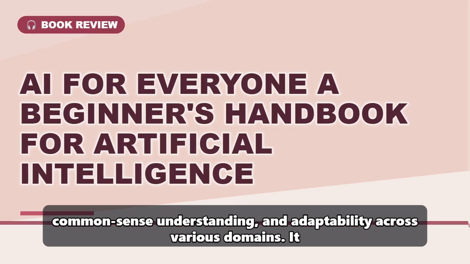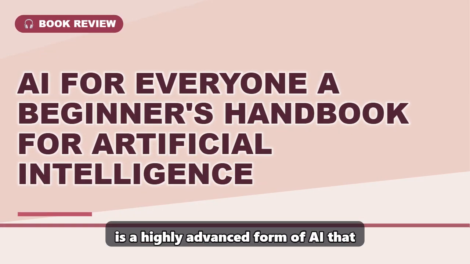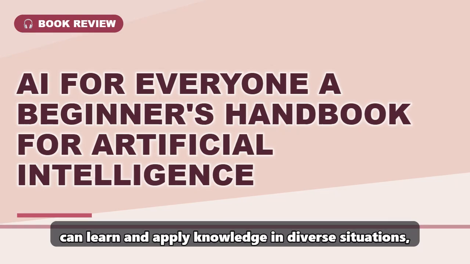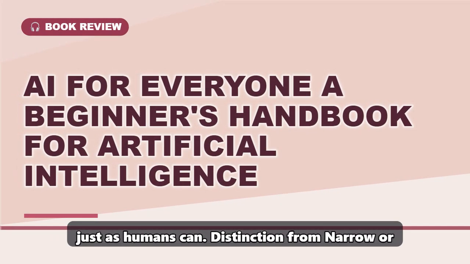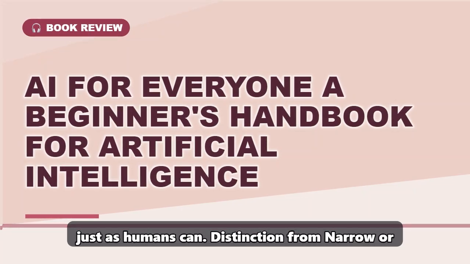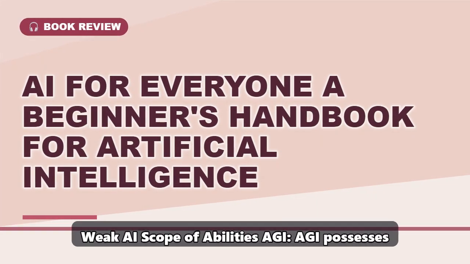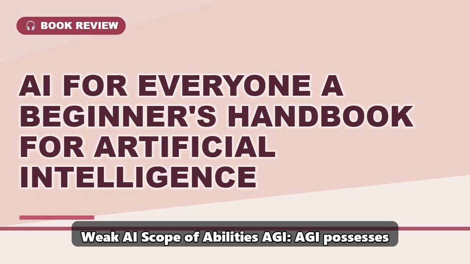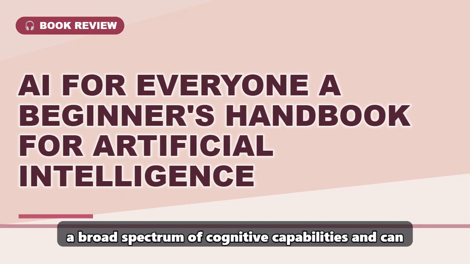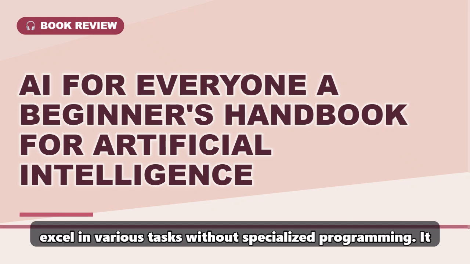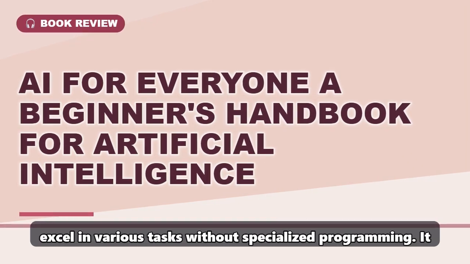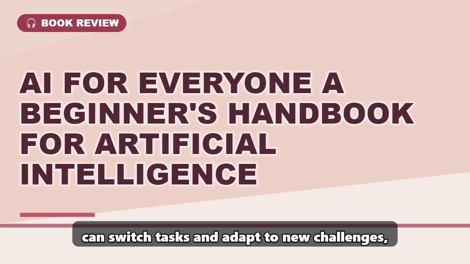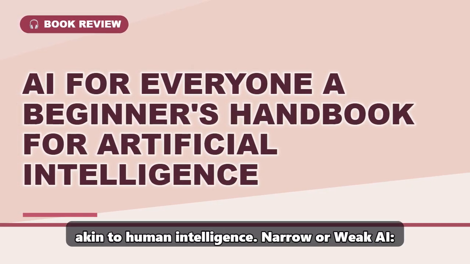It is a highly advanced form of AI that can learn and apply knowledge in diverse situations, just as humans can. Distinction from narrow or weak AI: scope of abilities. AGI possesses a broad spectrum of cognitive capabilities and can excel in various tasks without specialized programming. It can switch tasks and adapt to new challenges, akin to human intelligence.